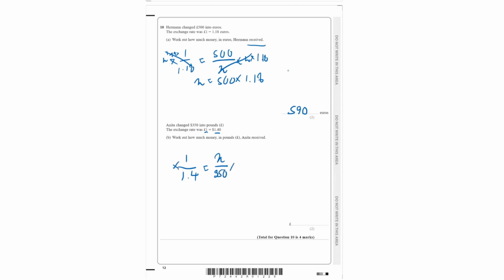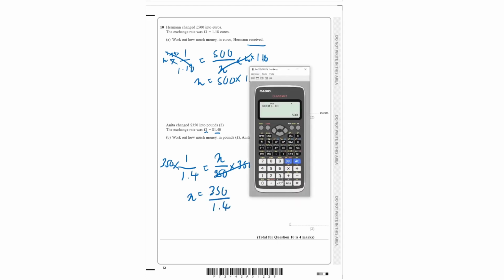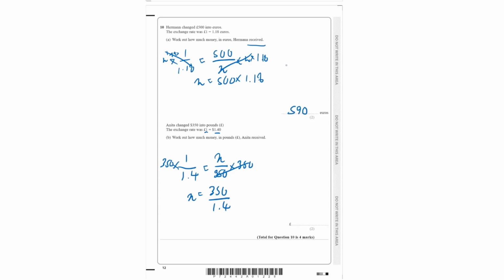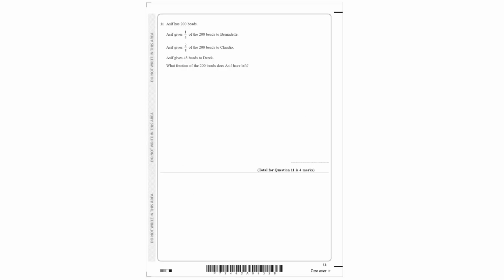We can simply multiply both sides by 350. This cancels out, and we simply get x is equal to 350 divided by 1.4. We can then use our calculator here. 350 divided by 1.4. That gives us 250 pounds. Question 11. Asif has 200 beads.